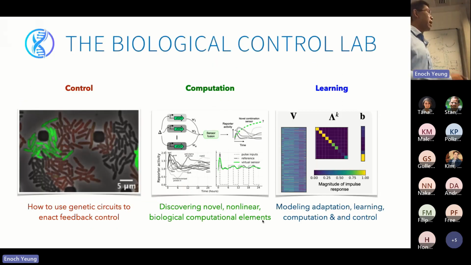Now, the three themes of my lab, I call it the biological control lab. So the three themes are control: I'm interested in how to use genetic circuits to enact feedback control. I'm interested in DNA-based control, supercoiling-based control, enacting networks and topologies that give robust phenotypes. And computation: I'm interested in understanding how biological processes generate a certain type of phenotype or signature.